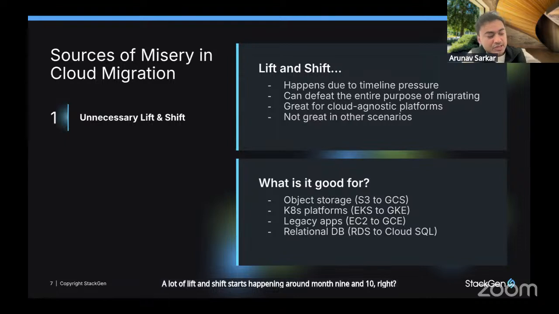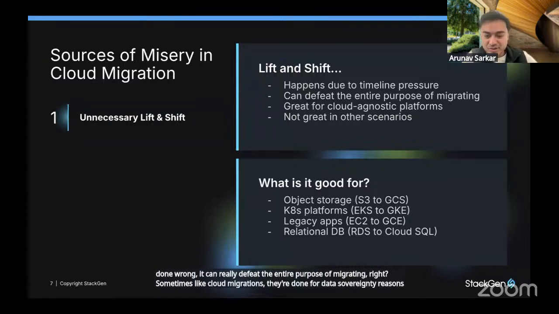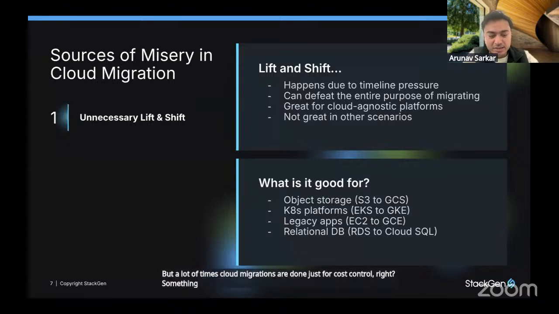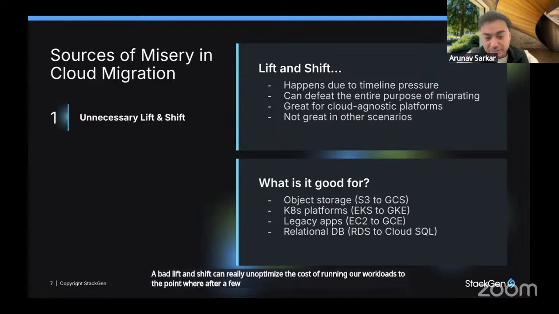So lifting and shifting is often a go-to strategy, but if done wrong, it can really defeat the entire purpose of migrating, right? Sometimes cloud migrations are done for data sovereignty reasons and security when it comes to regionalization. But a lot of times cloud migrations are done just for cost control, right? Something is cheaper to run in a different cloud. Let's move everything over. A bad lift and shift can really unoptimize the cost of running our workloads to the point where after a few years we realize the migration wasn't even really that worth it.